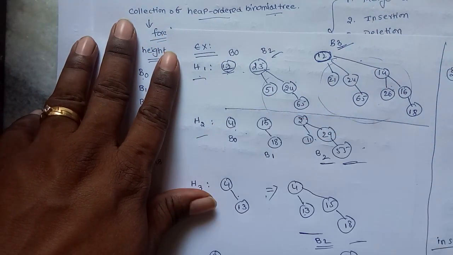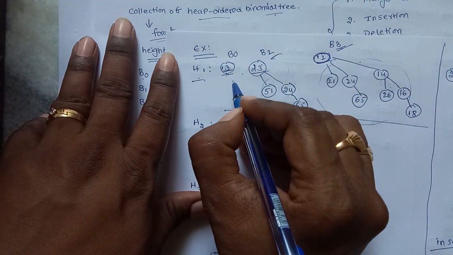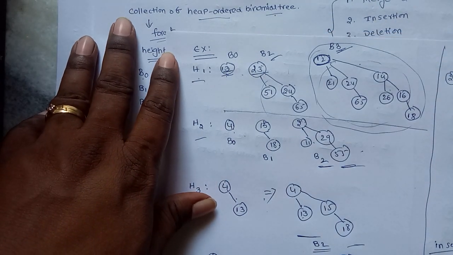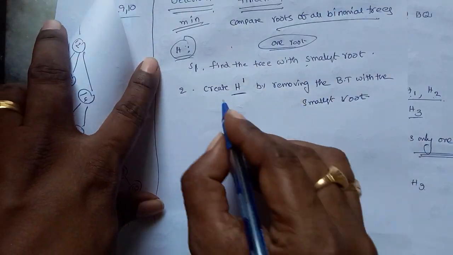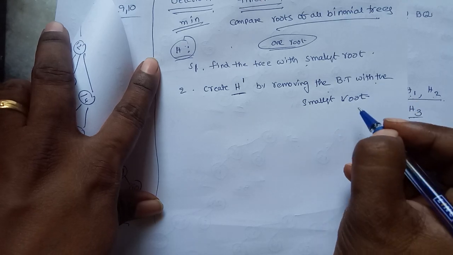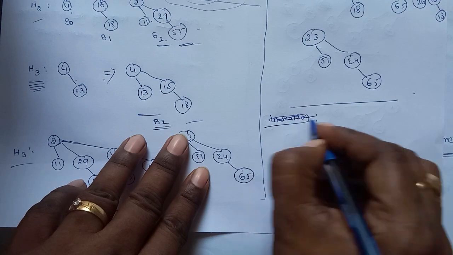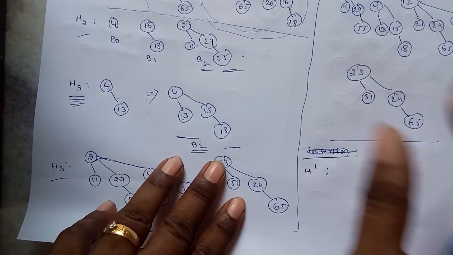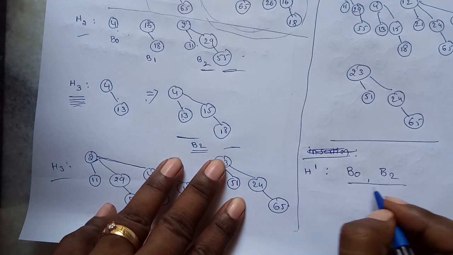So the first step is identify the binomial tree with the smallest root. So this is the binomial tree. So identification is completed. So what is the second step? Second step is create H dash by removing the binomial tree with the smallest root. That is H dash contains everything except this one. So H dash contains B0 and B2 only.